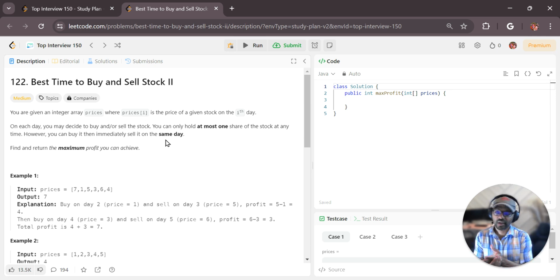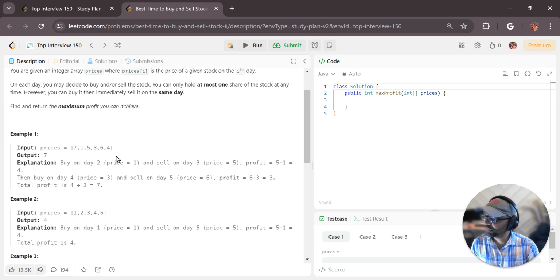which means if you buy on day 1 and sell on day 3, then you can again buy on day 3 or even on day 4 and sell later. But if you buy on day 1 and sell on day 3, you cannot buy on day 2 because you are already holding the stock that you bought on day 1. So anyway, summarizing what I said, the difference is that you can make multiple buy-sell transactions as long as they do not overlap with each other.